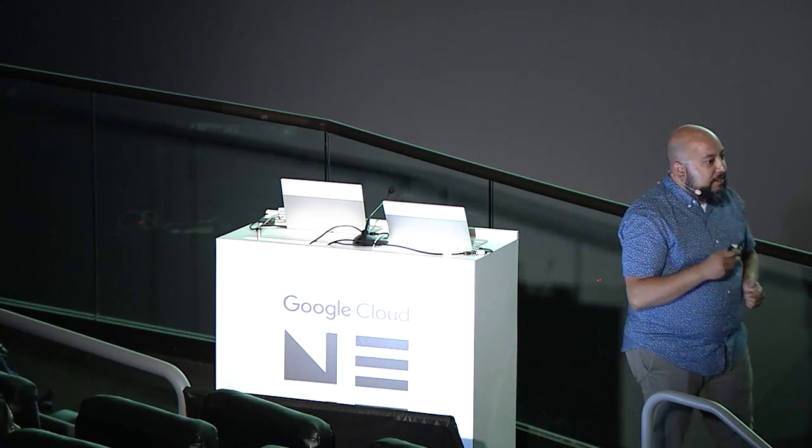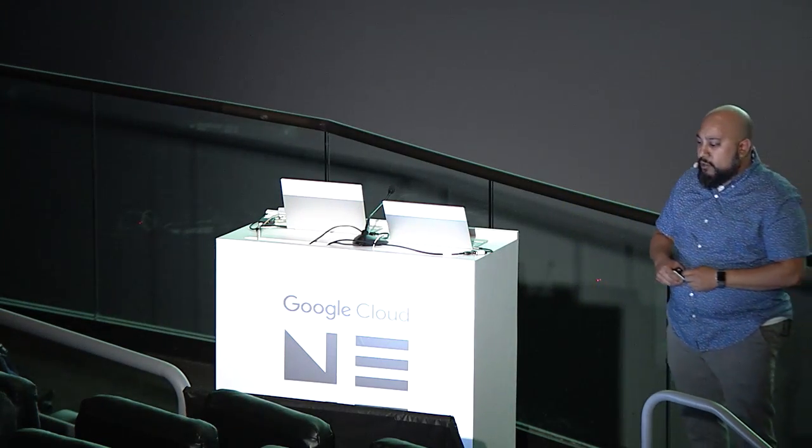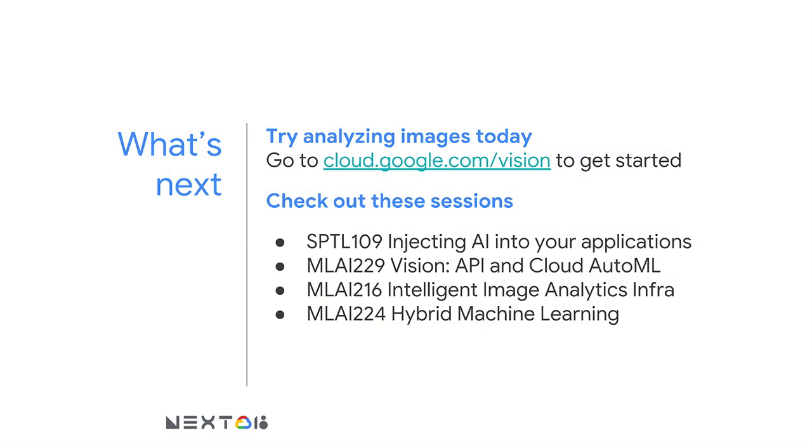Then there's also intelligent image analytics infrastructure, and that goes, again, a level deeper into more and more of those use cases. And then the last one is hybrid machine learning. That actually talks a lot about Kubeflow and running in Kubernetes environments, whether at the edge or in your own data center. But it goes into what that machine learning lifecycle looks like, right? What if you wanted to train on the cloud and then take that trained model and run it at the edge or run it in your data center, right? So we give you those capabilities. So those are some of the sessions I would strongly urge you to check out.